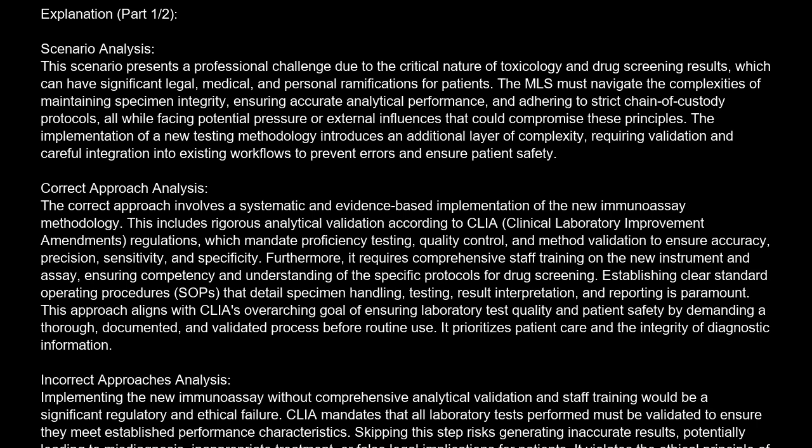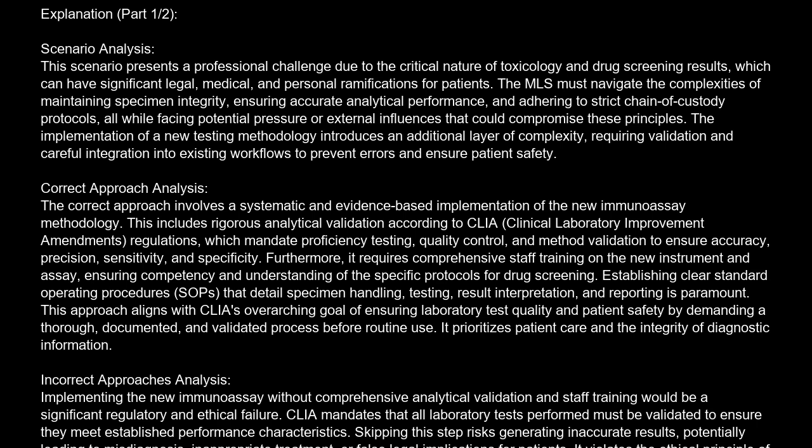Incorrect approaches analysis. Implementing the new immunoassay without comprehensive analytical validation and staff training would be a significant regulatory and ethical failure. CLIA mandates that all laboratory tests performed must be validated to ensure they meet established performance characteristics. Skipping this step risks generating inaccurate results, potentially leading to misdiagnosis, inappropriate treatment, or false legal implications for patients. It violates the ethical principle of beneficence by not acting in the best interest of the patient.